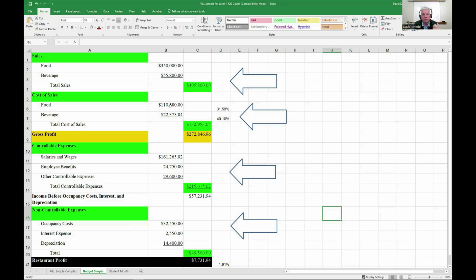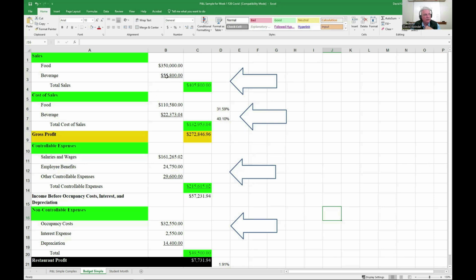Well, what's their food costs? What's their cost of ingredients as a percentage? This is dollars. And you need both numbers. Both numbers are important, both dollars and percentage. So it's 110 divided by the 350 because it's the food related to the food. So 110 divided by 350, that means our cost of goods was 31.59%.